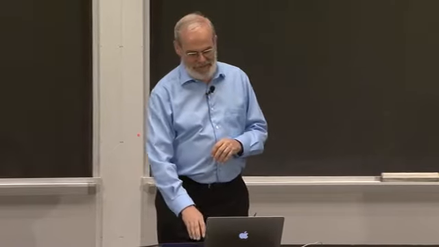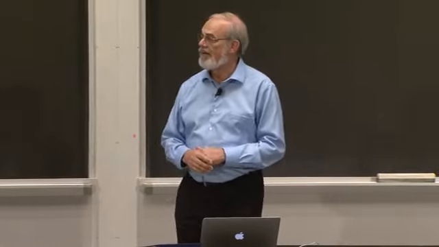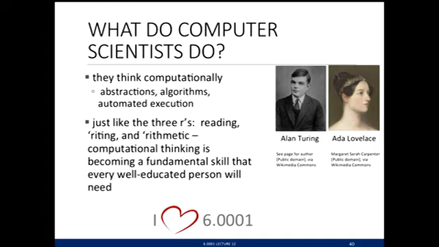So what do computer scientists do? And this is actually meant to be serious, and I've put up two of my famous historical figures of computer scientists. They do think computationally. They think about abstractions, about algorithms, about automated execution. So the 3 A's of computational thinking. And in the same way that traditionally you had the 3 R's of reading, writing, and arithmetic, computational thinking, we hope, is becoming a fundamental that every well-educated person is going to need.